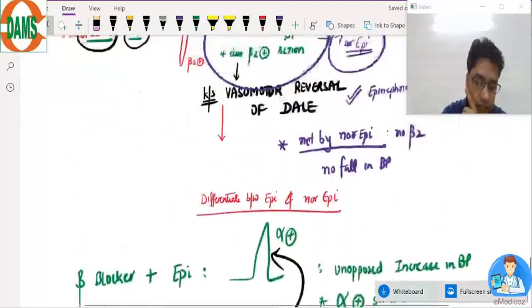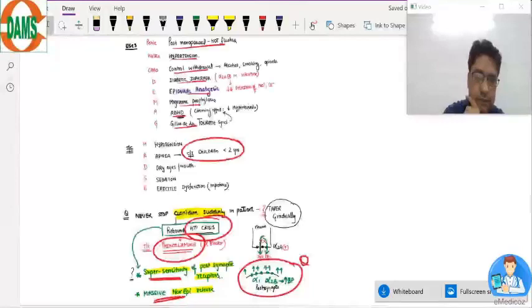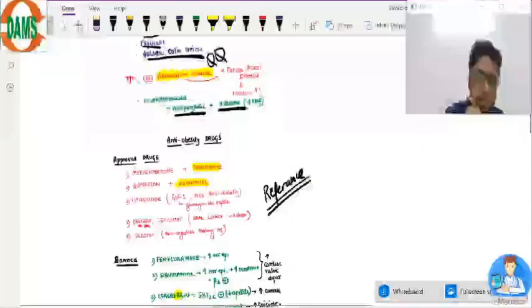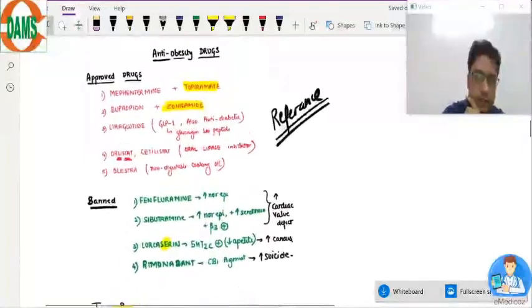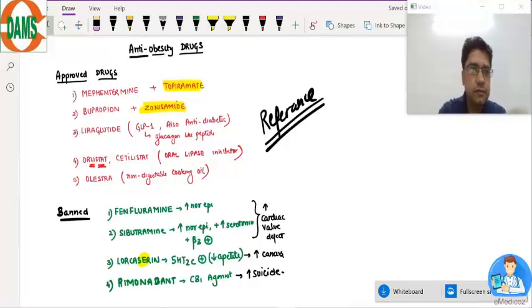Okay, anti-obesity drug slide you want to see? Have this slide. So beta, this is the slide. Don't have to remember, just have this for your reference.